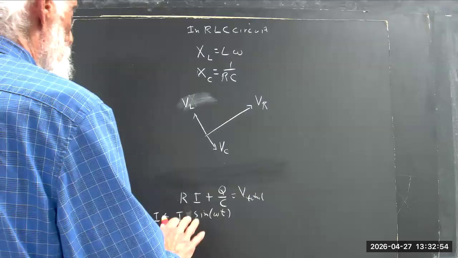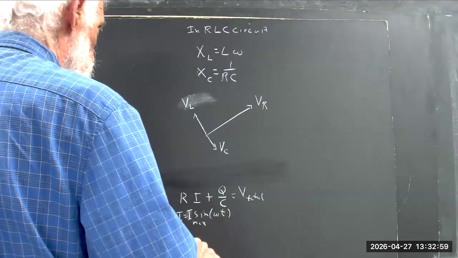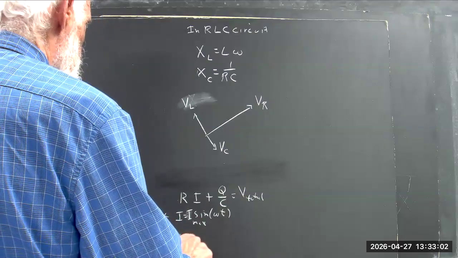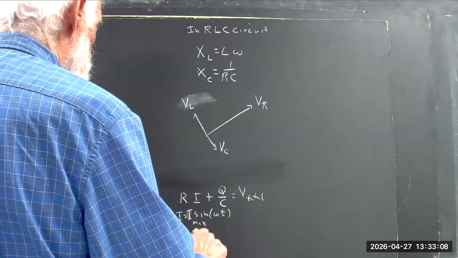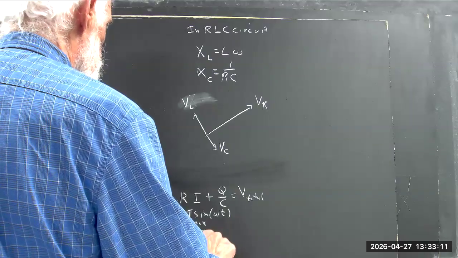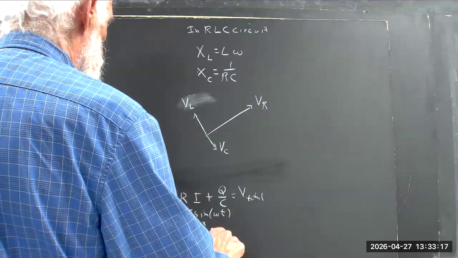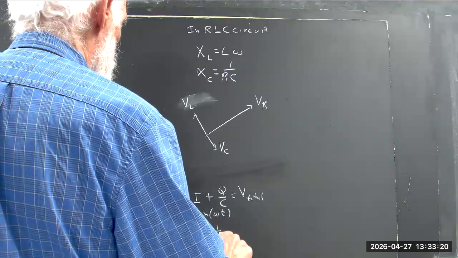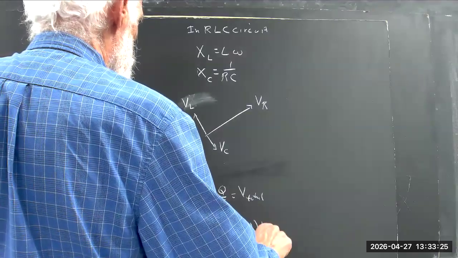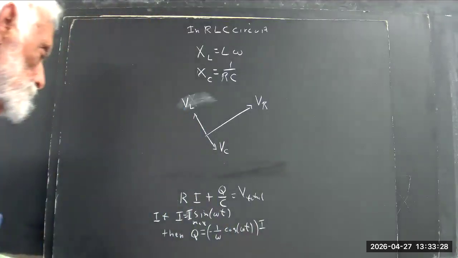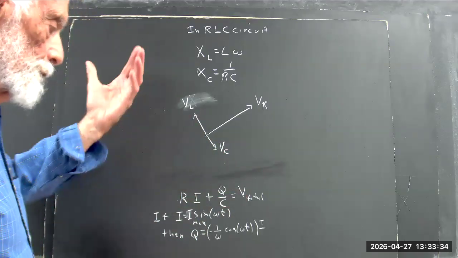If I equals I max times the sine of omega t, then Q equals negative 1 over omega times cosine omega t times I. You can just check that out.